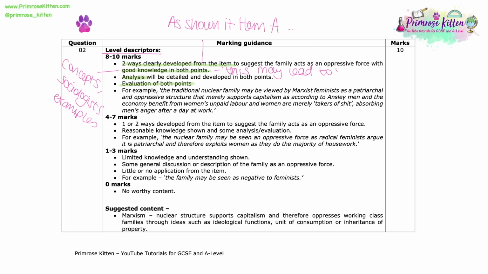And then finally, evaluation of both points makes the most sense to do that at the end of both of your paragraphs, and you are going to make sure that you don't just provide general juxtaposition evaluation to get into the 8 to 10 marks, i.e. just saying this is what a functionalist thinks about the family. You can create debate through other theories like functionalism, a consensus theory, but you need to make sure that you tailor that evaluation to the specific point that you have raised with regards to the family acting as an oppressive force.